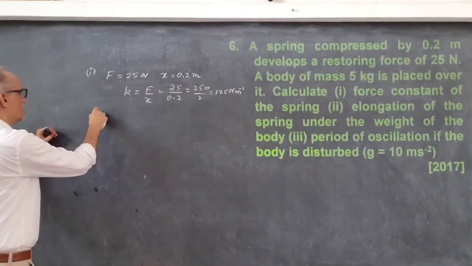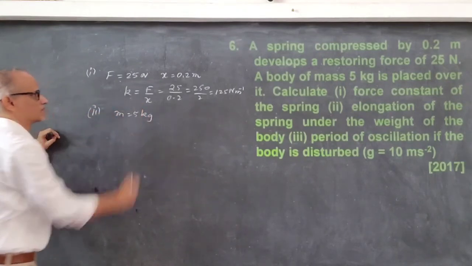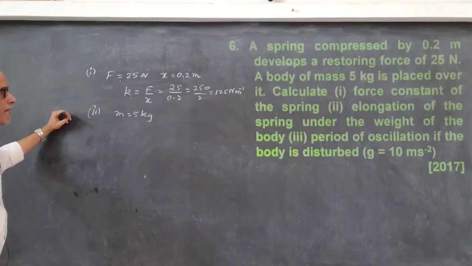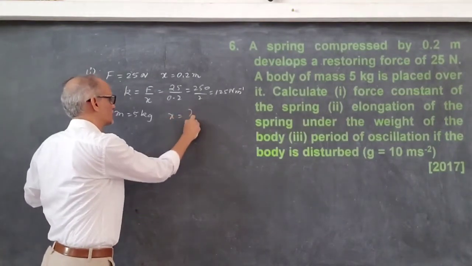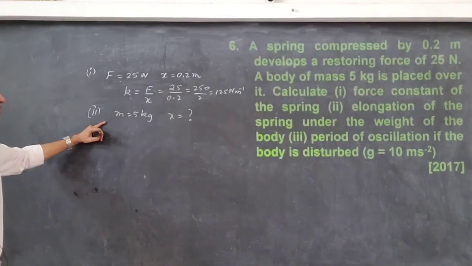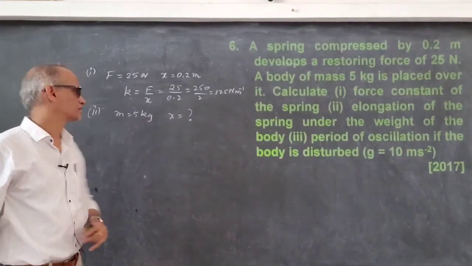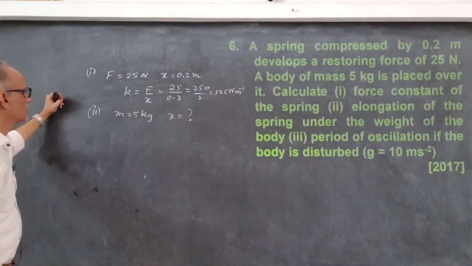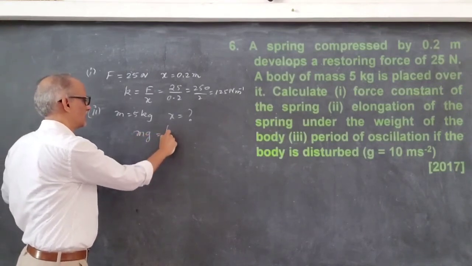Now, for the second part, it's given that a body of mass 5 kg is placed over it. Calculate the force constant, that's over. And now for this mass, what is the elongation? We need to find the value of X, the elongation of the spring under the weight of the body. Now, to find the value of X, we can equate like this: mg is equal to Kx.